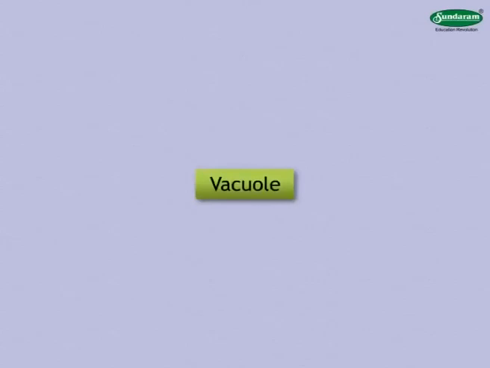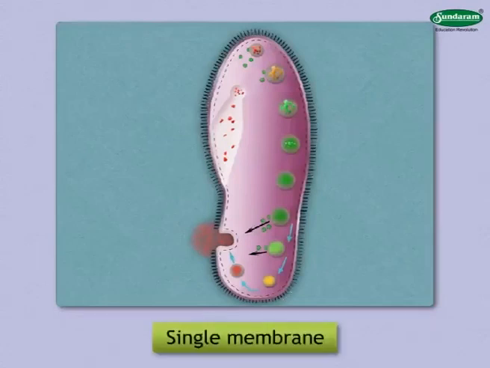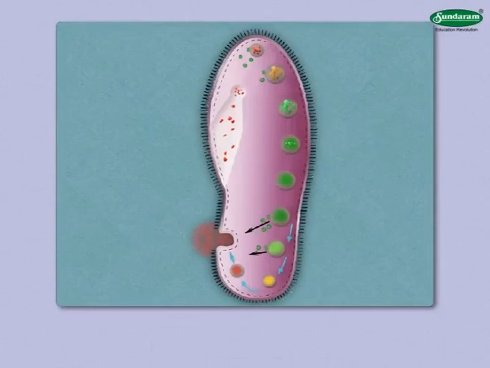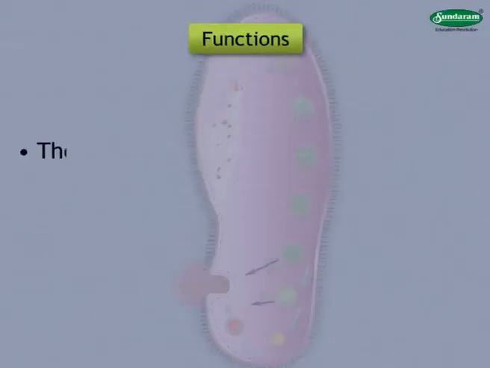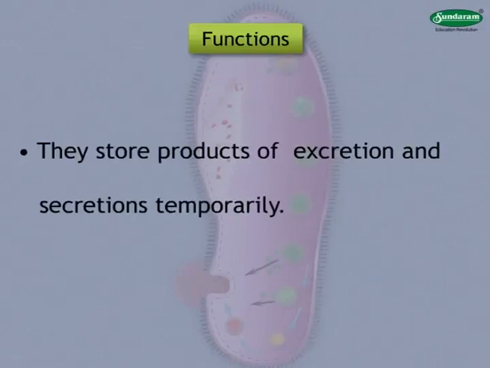7. Vacuole. A vacuole means an empty space. It is an organelle with a covering of a single membrane. Plant cells have much larger and many more vacuoles than the animal cells. Functions. They store products of excretion and secretions temporarily.